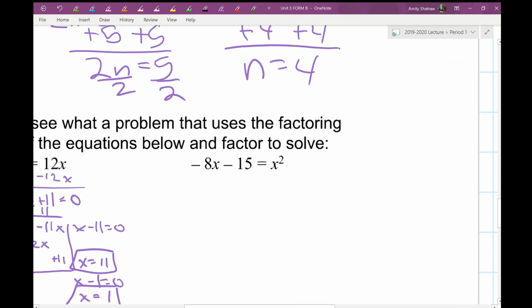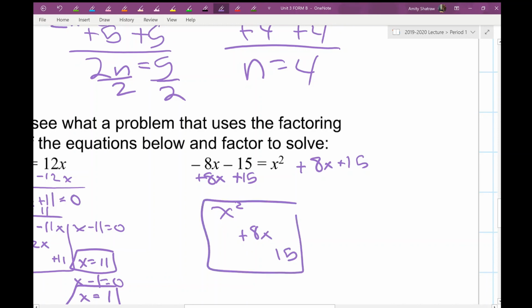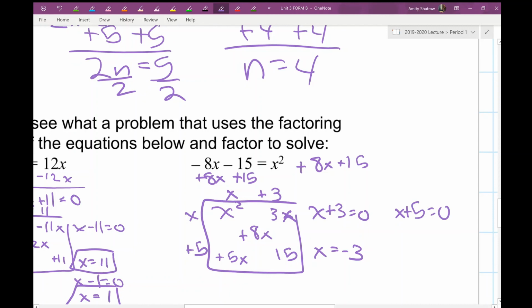Sorry about that. And so I'm going to add 8x to both sides. I'm going to add 15 to both sides. I've got x squared plus 8x plus 15. And when I do the boxes on that, x squared plus 8x plus 15. Well, you know what? Turns out this one's the easiest to factor of all, because it's going to be a positive 3x and a positive 5x. So I have x plus 5 times x plus 3, and when I set each of those equal to 0 and solve, x plus 3 equals 0, I will find out that x equals negative 3 and x plus 5 equals 0, and so x equals negative 5. Those are my two answers for that one.